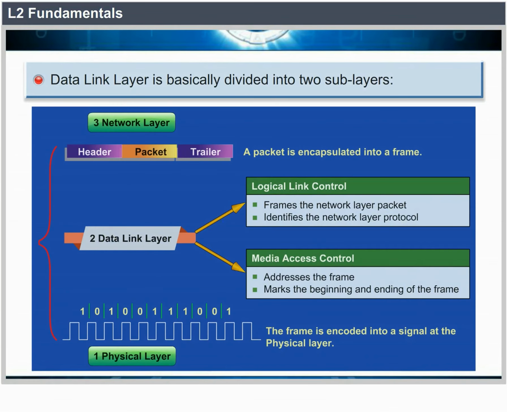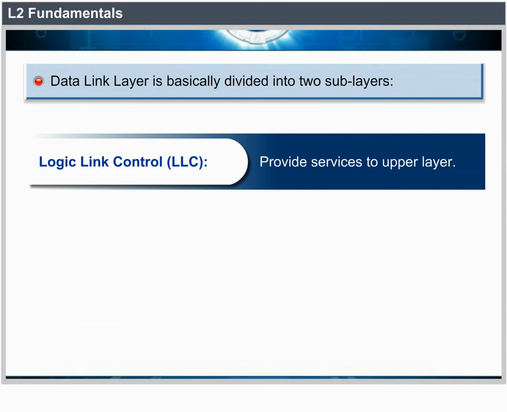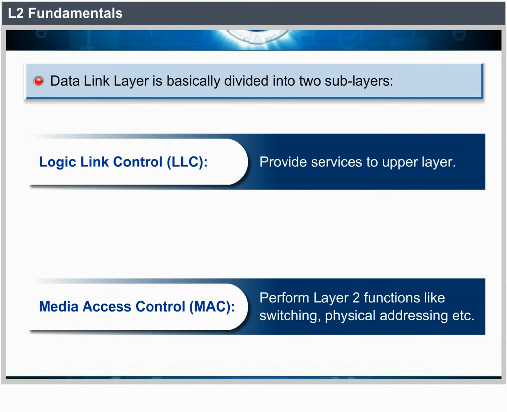The data link layer is basically divided into two sublayers. Logical link control, that is LLC, which provides services to the upper layer. Media access control, that is MAC, to perform layer 2 functions like switching, physical addressing, etc.